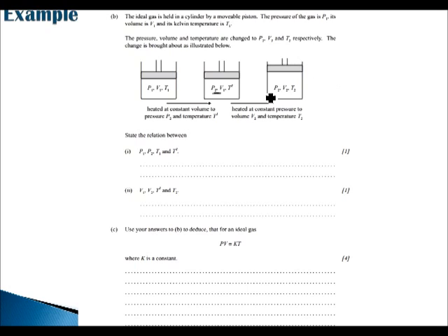Now I'm going to leave this to you to try on your own, but keep in mind the ideal gas equation, PV equals nRT, and all of the three equations. Now it says use your answers. This question is a bit challenging and it's worth 4 marks, so it requires a bit of work. This question says use your answers to B to deduce that for an ideal gas PV equals KT, which is just a formulation of the ideal gas equation, where K is constant.